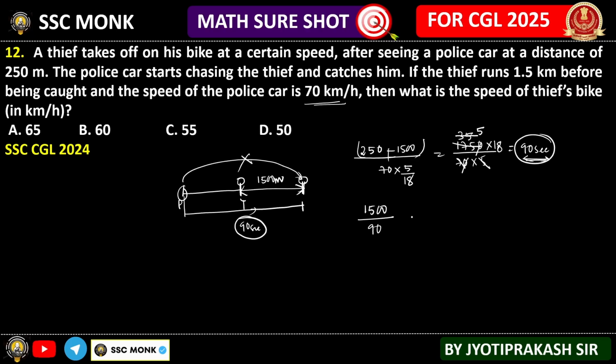Answer is in kilometer per hour. So 18 by 5 multiplied. 18 5s are 90. 5 3s are 15. 5 6s are 30. So this is equal to 60 km per hour. Answer option B. Most of the time what you will do, you will simply do, sir, 1500 here, 250 here, 1750 by 90, and you mess up the whole calculation. You will make silly mistakes over here.